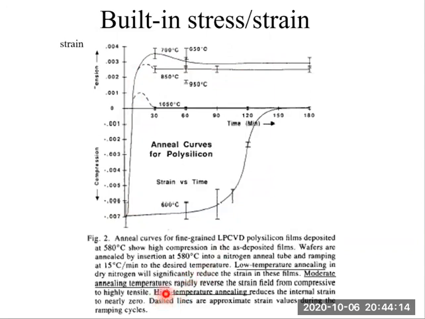Next, high temperature annealing, for example 1050 degrees C. Then we can see that the internal strain can be reduced to almost zero within half an hour. Very quickly. So typically we use 1050 degrees C to anneal polysilicon thin film to reduce its built-in stress and strain.